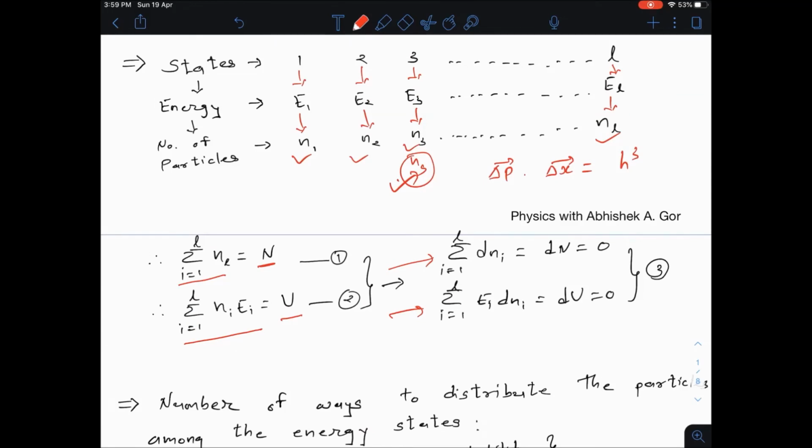Okay, so this is our equation number 3. Considering this, summation i = 1 to L of dn_i is equal to dN is equal to 0, and summation i = 1 to L of e_i dn_i is equal to dU is equal to 0. Let's get back to the expression once again.